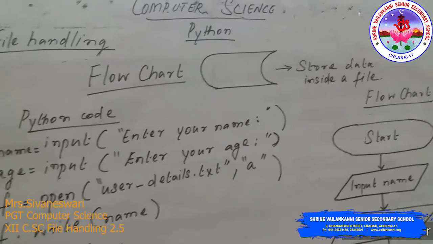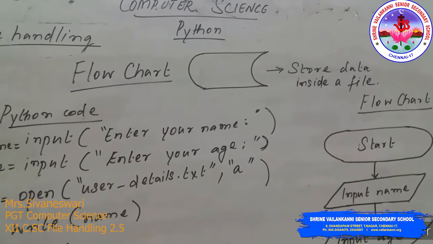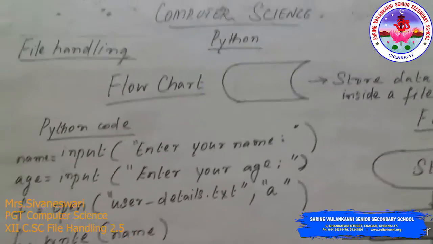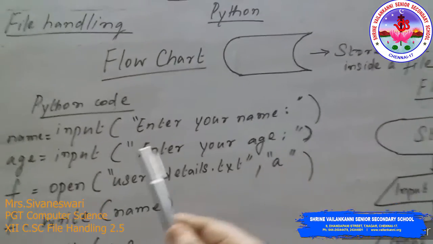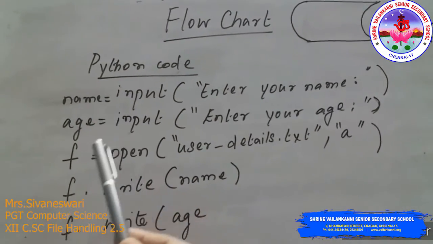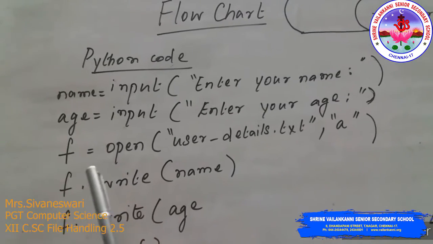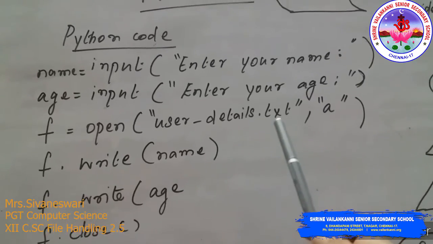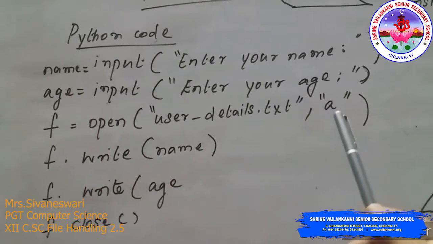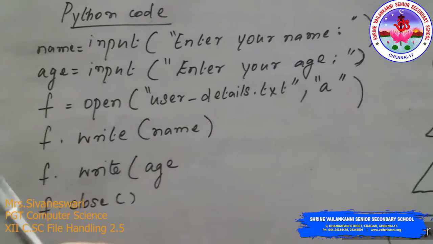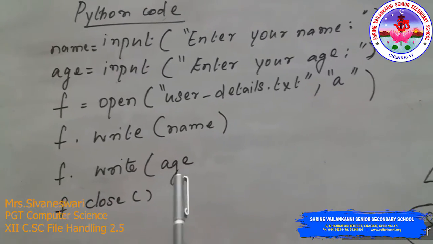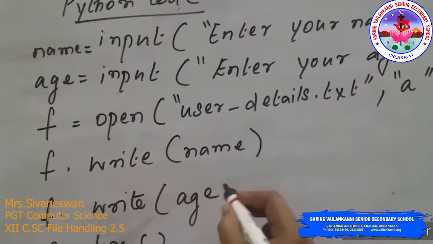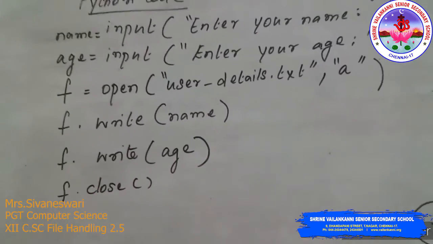For file handling, we have a flowchart symbol to store the data inside the file. So this is the symbol which we see on the board now. Okay, so let's see a sample Python code. Here we are getting the name and the age as the input, and f is the file object, which is equal to open of user_details.txt, which is the notepad file. We open it in append mode. So f.write of name, f.write of age, and we close the file.